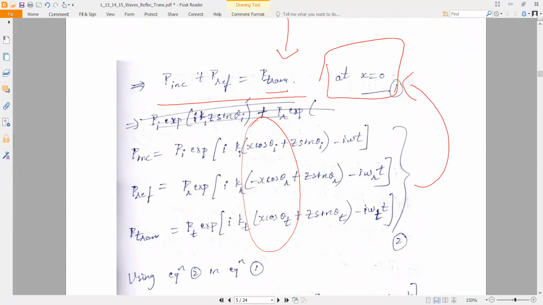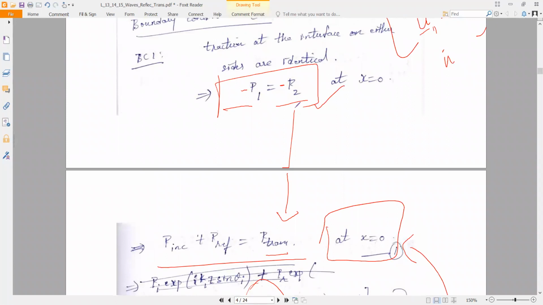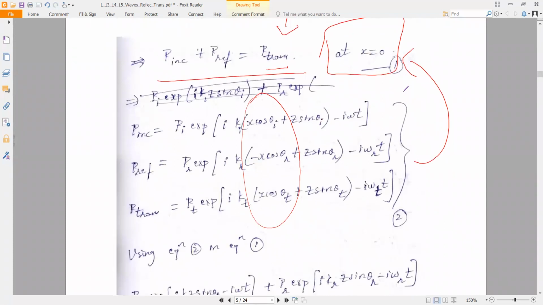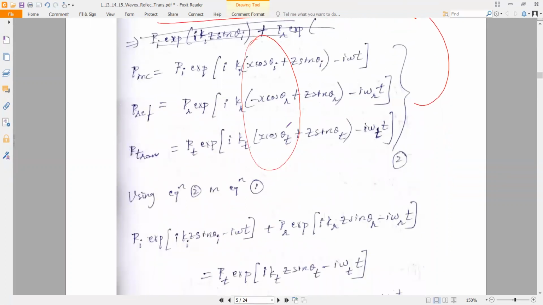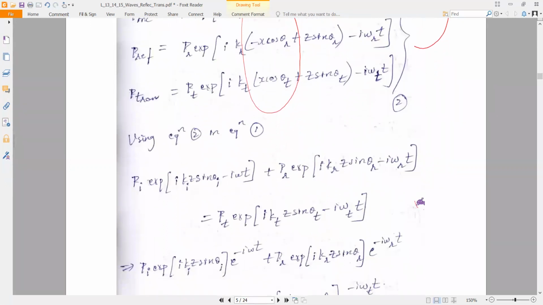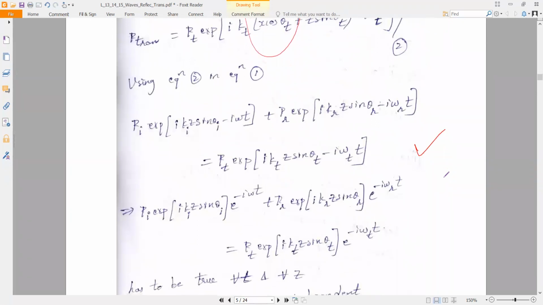This expression, P incident plus P reflected is P transmitted, has come from equating the traction on both sides of the interface. And the interface is at x equals 0. Right? So in equation 2, I am setting x equals 0 and substituting it in equation number 1. Doing that simplifies the algebra a bit. Okay, and this is the expression we have. And I am taking the time derivative term separately in each of the three expressions.